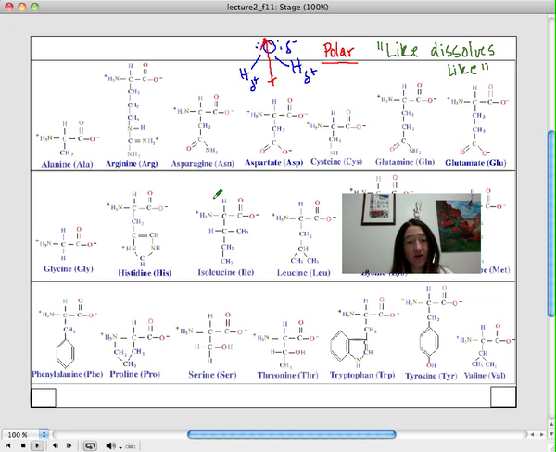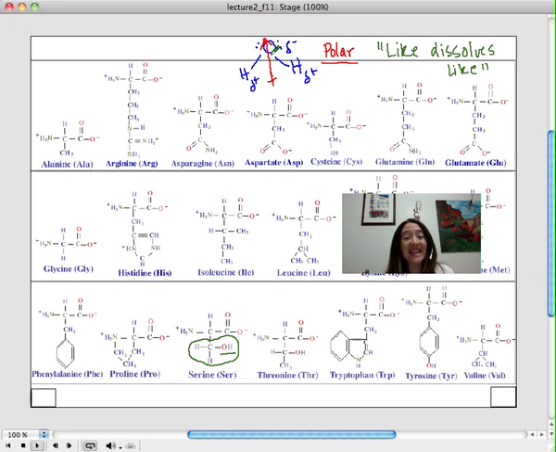Okay, let's scan through and see if we see anything that might be, oh, look at this. The R group of serine, it's got a hydroxyl group on it. Like dissolves like, OH, OH. So we would see that serine would be pretty amenable to water. Okay, it's not going to be water hating. It's going to be pretty okay with water. Like dissolves like.